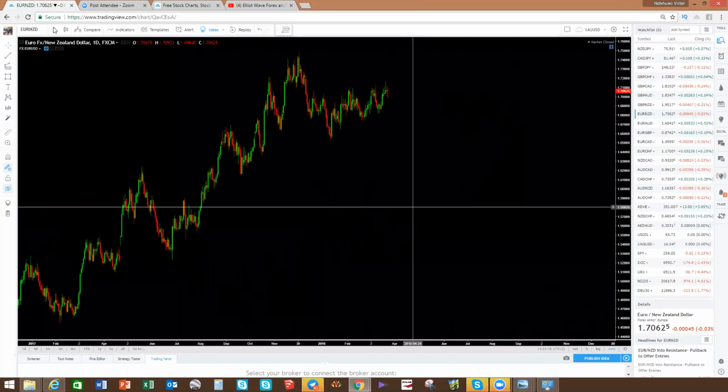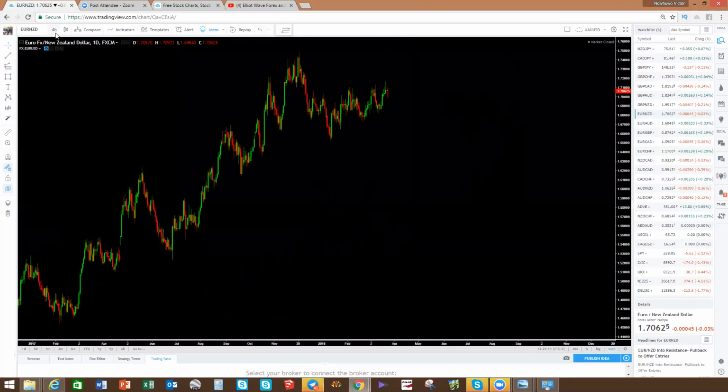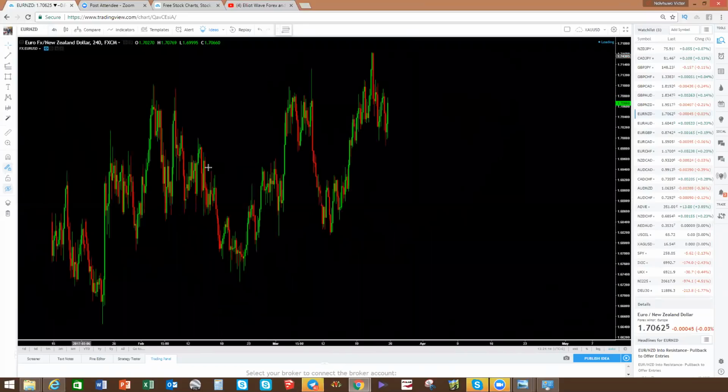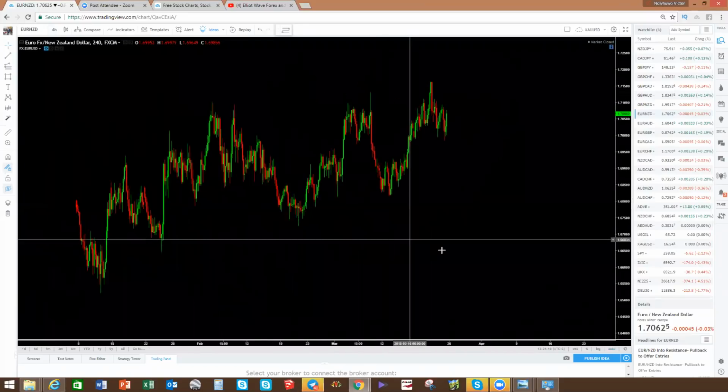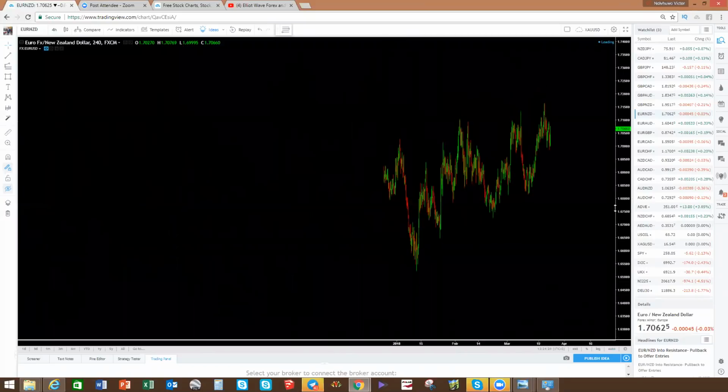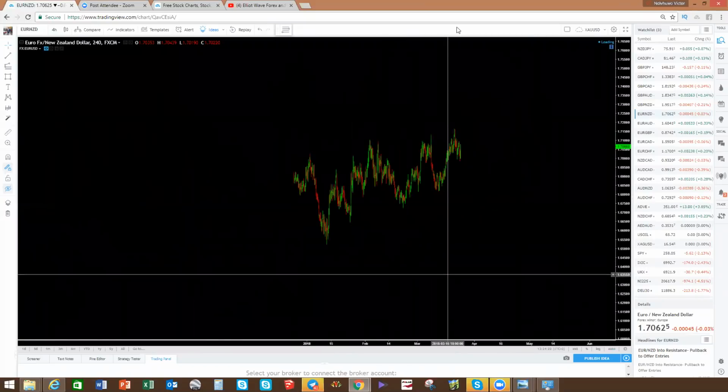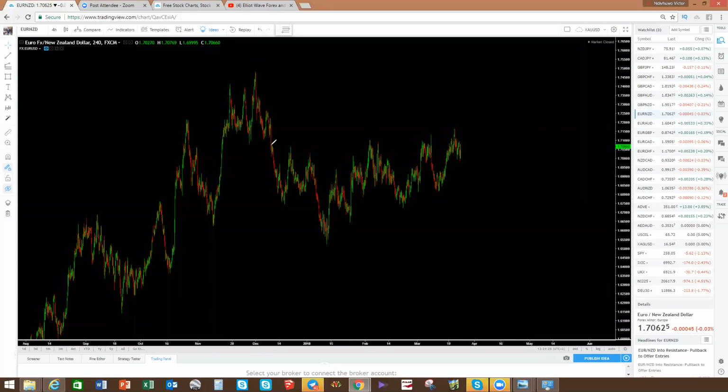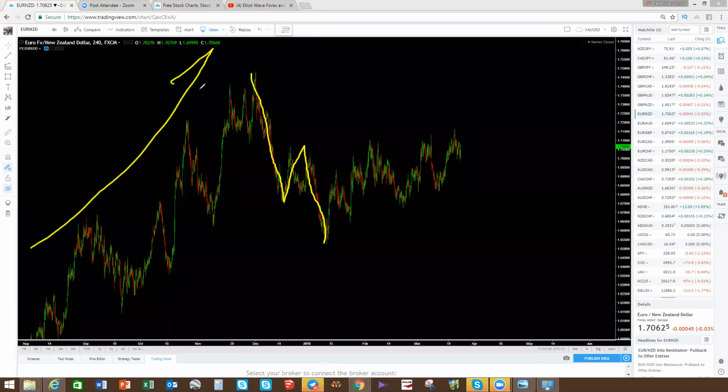All right, so in Euro New Zealand, I'm going to look at it on the 4-hour. Euro New Zealand is quite interesting, because you've got 1, 2, 3 here. This is your impulse. And now you've got a correction here. And now you're getting this bigger correction here, like that. It looks like it's incomplete. Let's do it with a different color. You've got 1, 2, 3, 1, 2, 3.